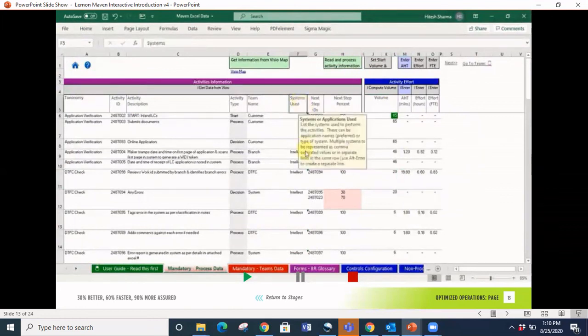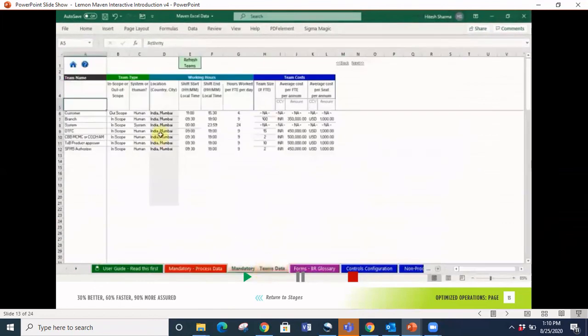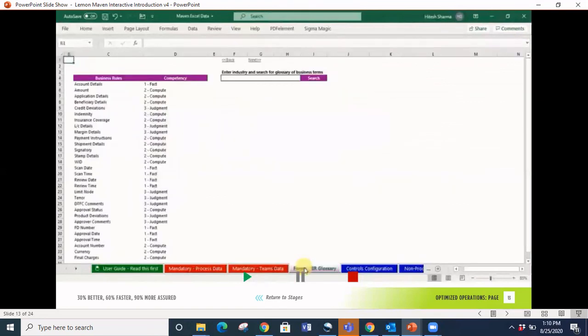It also asks users to mention which systems or software are used to perform the process activities. It also asks for information on the teams which are performing the given process. Here it asks where these teams are located, what their working hours are, and how much they cost in terms of HR and infrastructure components.